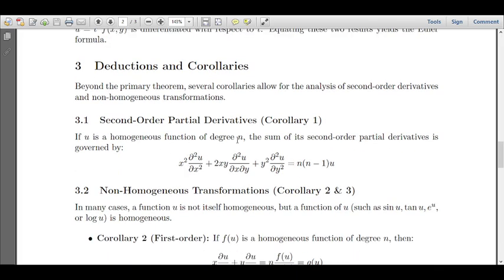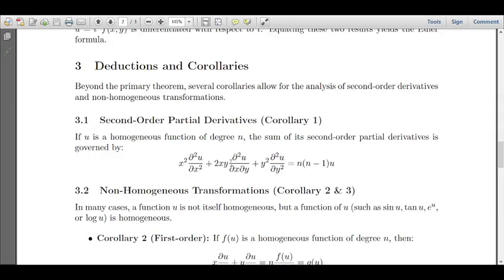If u is a homogeneous function of degree n, then the sum of its second order partial derivatives is governed by this, the Euler's theorem for second order partial derivatives. And u equal to f of x y is a homogeneous function of degree n. Then, this is the second order partial derivative with respect to x, dou square u by dou x square, and this is the second order partial derivative with respect to y, dou square u by dou y square, right?